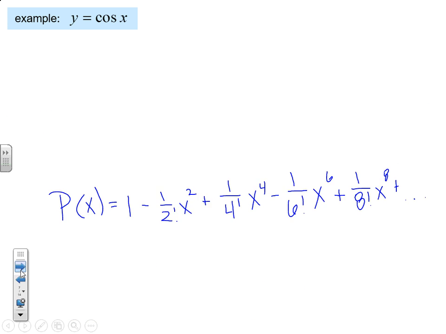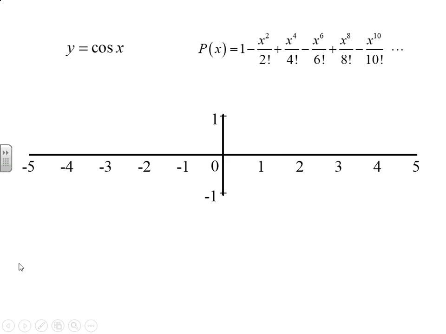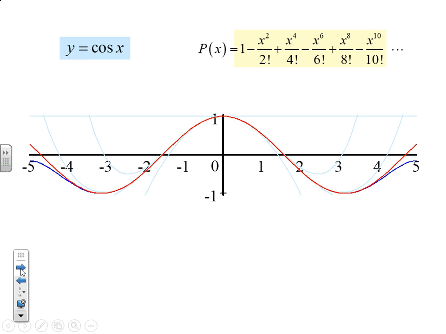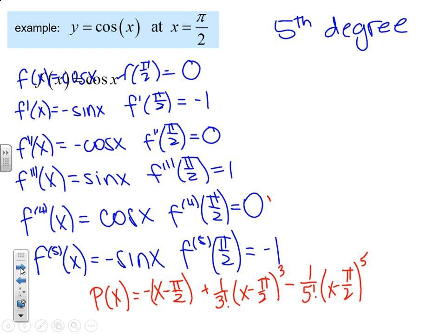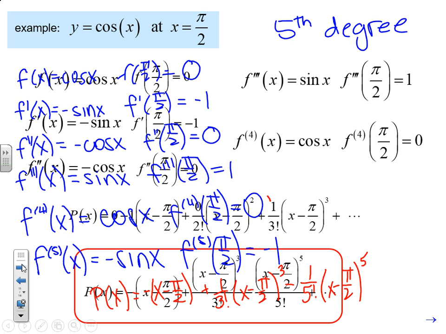Now, one more thing I want to talk to you about, and then I'm going to make you do a couple problems before you leave. Oh, I really had all of that? I didn't think I had all that.